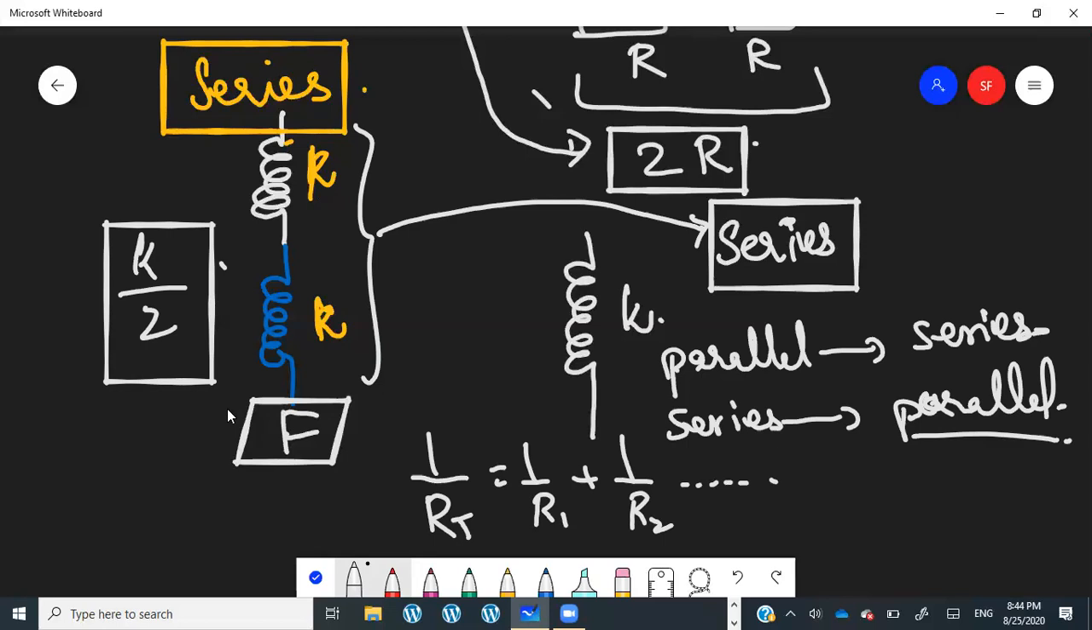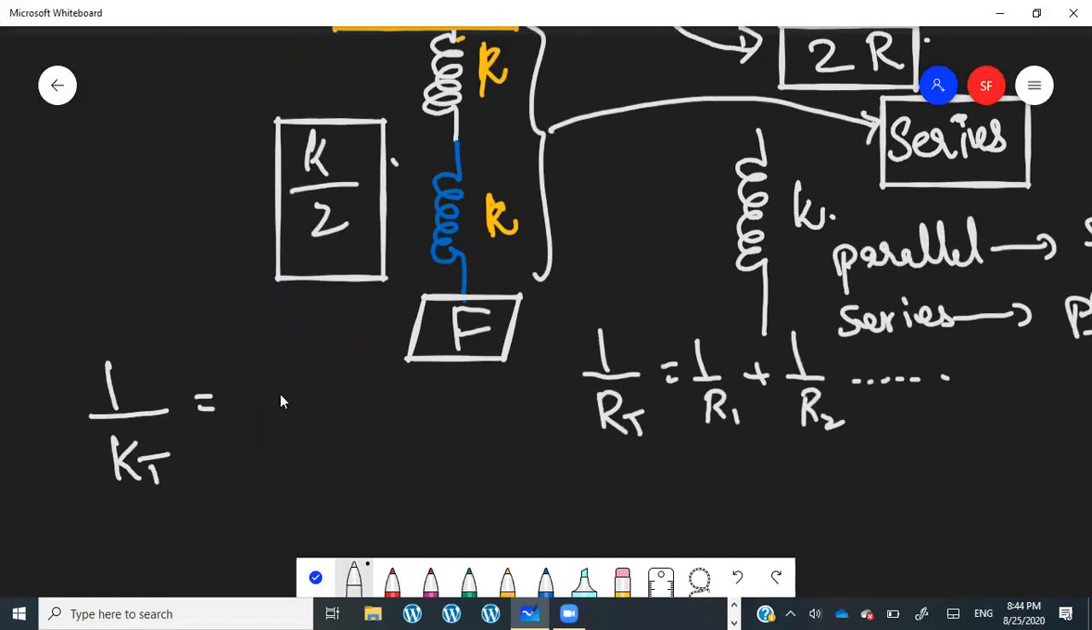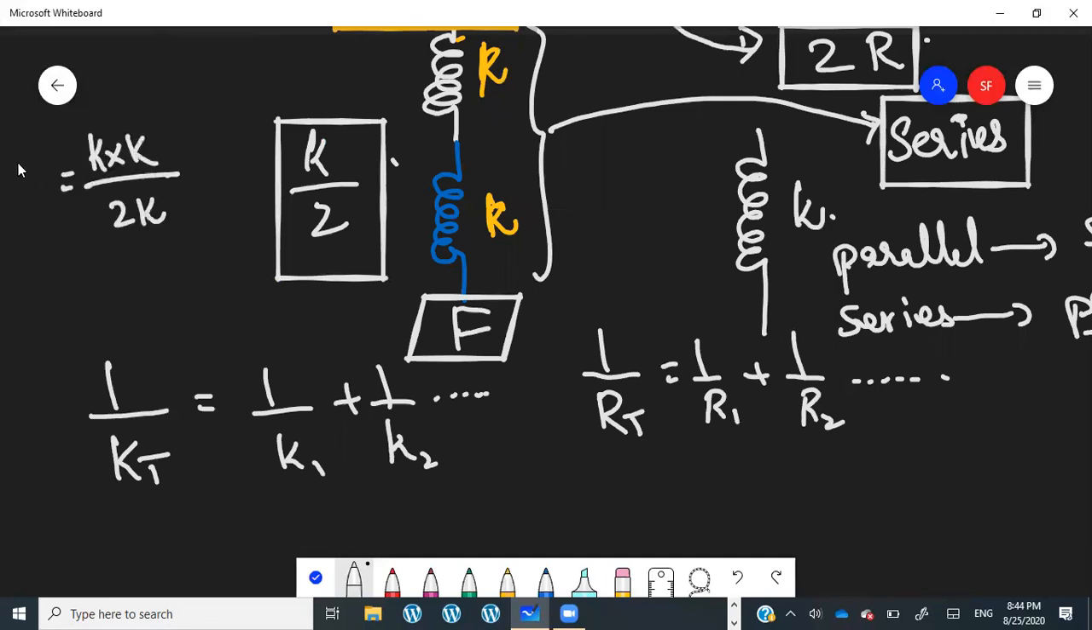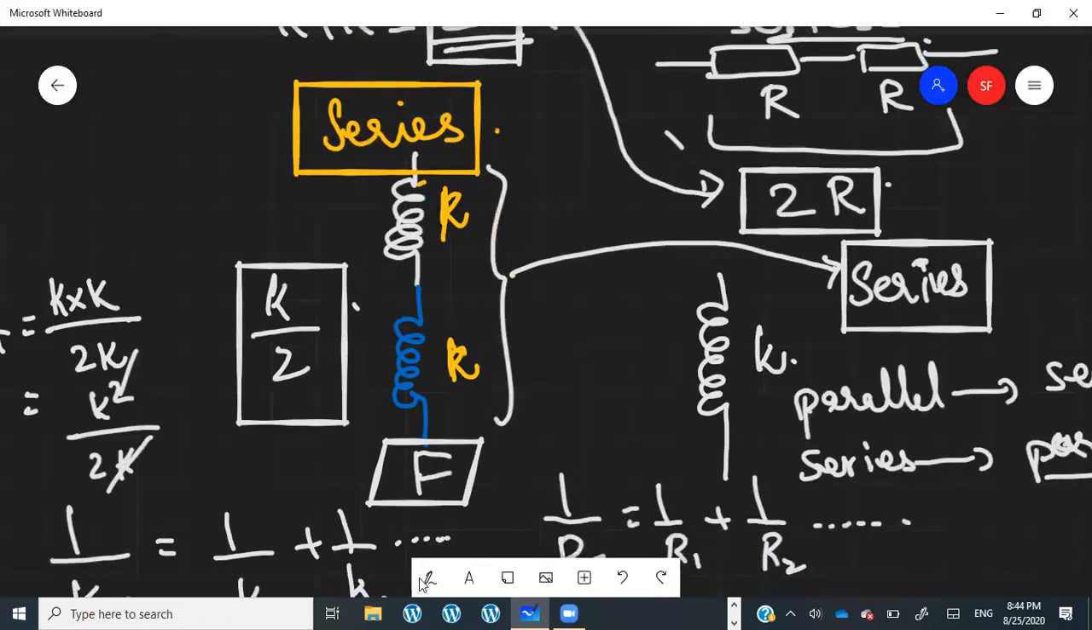So what's going to be the formula for series springs? It's going to be 1 upon KT equals 1 upon K1 plus 1 upon K2 and so on. Since these are identical springs, we can just use product upon sum to calculate the total spring constant for two springs. The product is K squared upon 2K. The K and the K squared will get cancelled out, so K upon 2 is left. K upon 2 is the total spring constant of two springs which are attached in series.